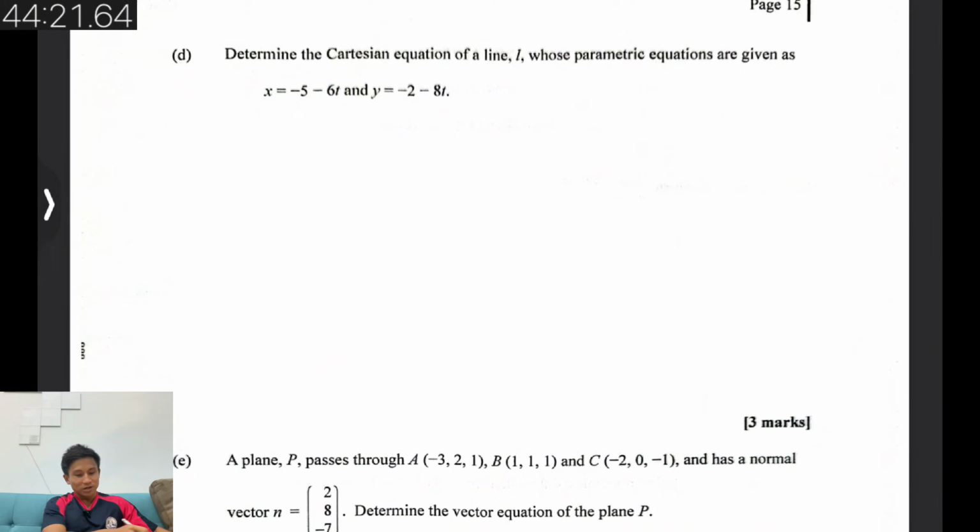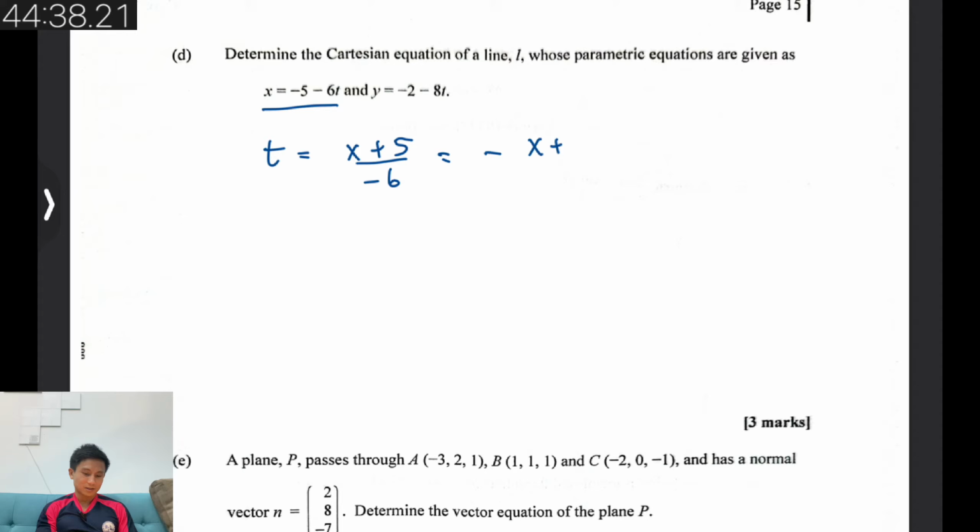Whose parametric equations are given as that? All right, well, that's not bad. We're going to make t the subject from this one, maybe. So t is going to be x plus 5 divided by minus 6. Yeah, or we can put it as minus x plus 5 over 6, like that.